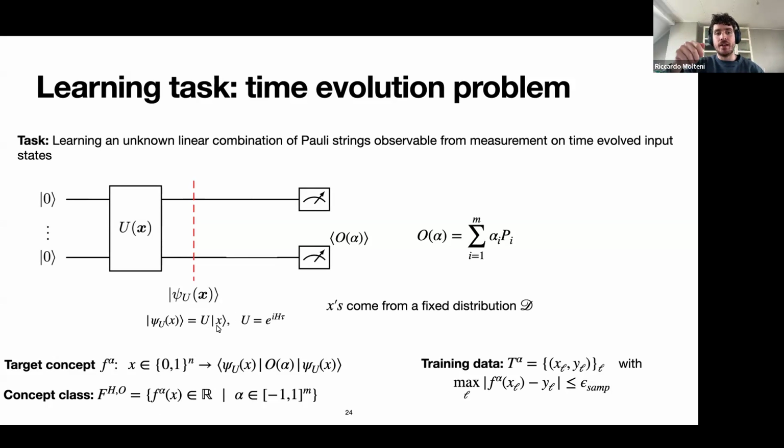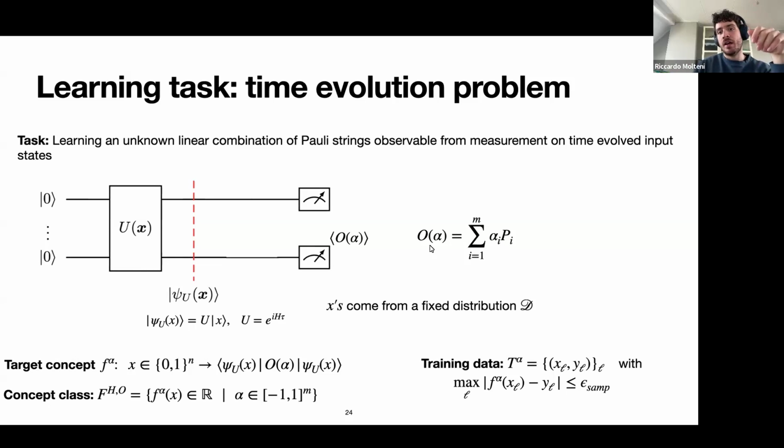And then you apply an evolution U, which depends on a local Hamiltonian H for a given time tau. So imagine that you have this circuit, which implements for every x this time-evolved state. And then you measure an observable. The observable will depend on alpha. And this is just a linear combination of Pauli strings where a coefficient depends on alpha, right?